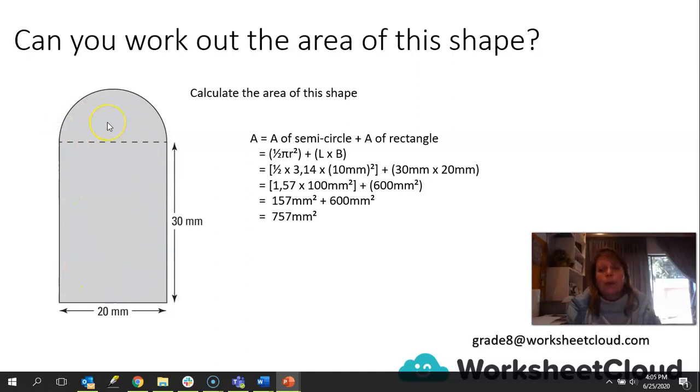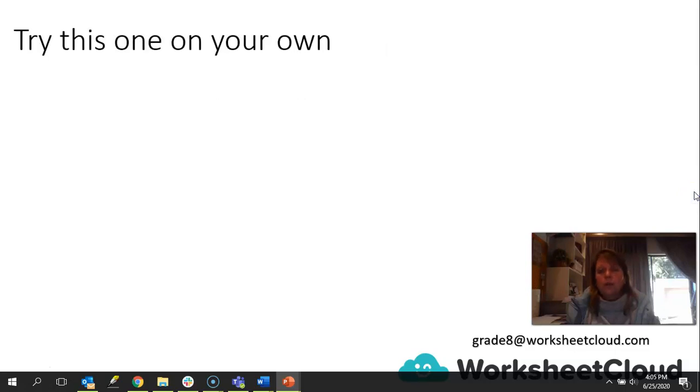Can you see? When you've got an irregular shape, you have to look at what it's made up of. And here we saw that it's made up of a semicircle and a rectangle. Okay, so then we work out the area of a circle and halve it. We work out the area of the rectangle and add them together. Okay, try this one on your own.